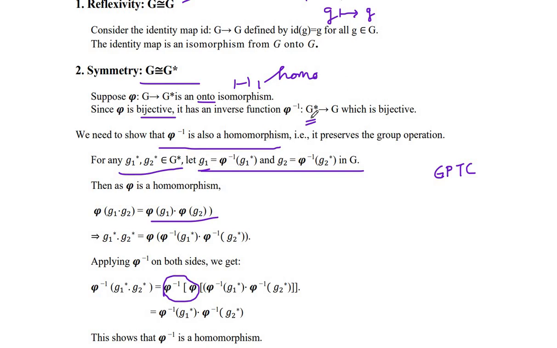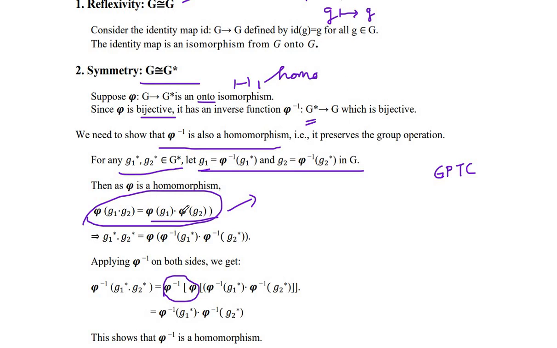But the way in which our phi inverse is defined, we can have for this G1 star on image over there, that is taken as G1 in G, and this one is taken as G2. So here we make use of the fact that phi is a homomorphism. This is the main technique. We make use of the fact that phi is a homomorphism.